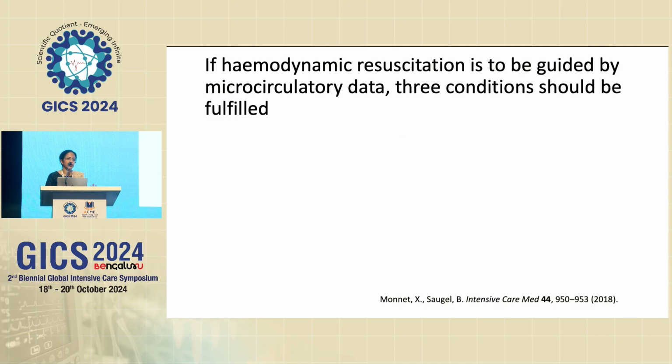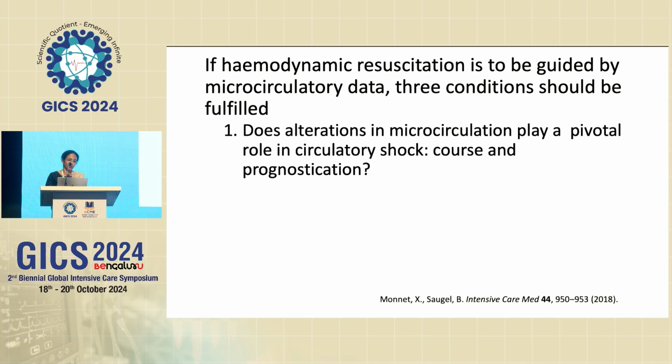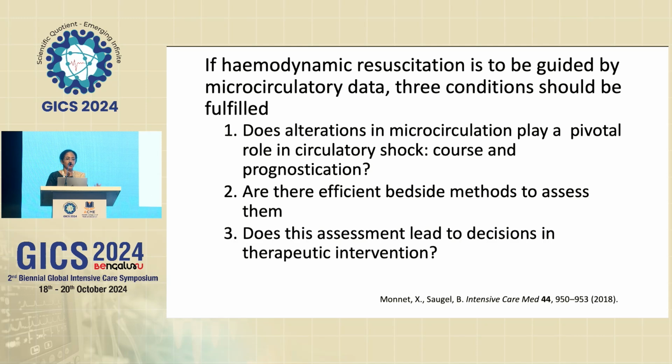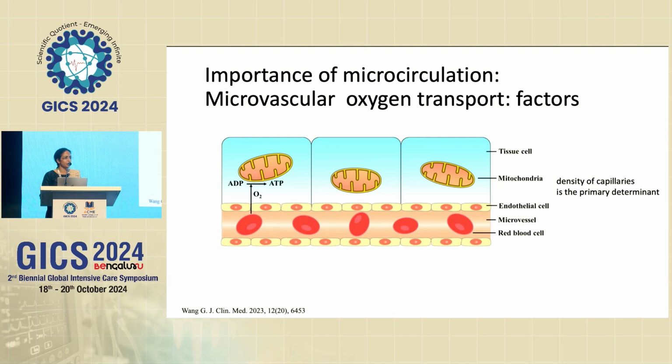So if we think that hemodynamic resuscitation is to be guided by microcirculatory data, then we need 3 conditions to be fulfilled. Does the alteration in microcirculation actually play a pivotal role in circulatory shock? Like, is it involved in the course and the prognosis? If so, are there efficient bedside methods that we can assess them with? And do these assessments actually result in therapeutic interventions? So to understand this, let us look at how the microcirculation actually works.